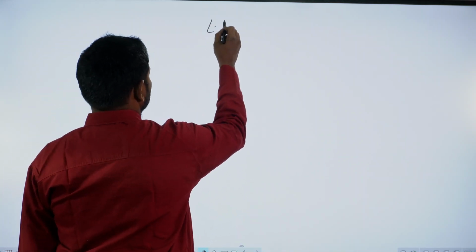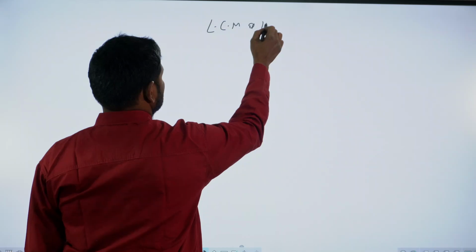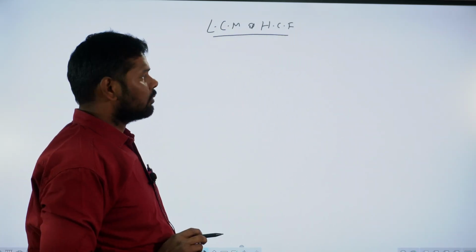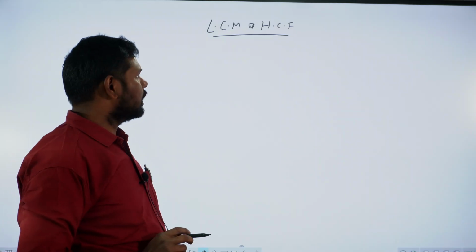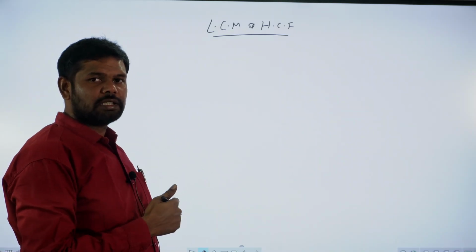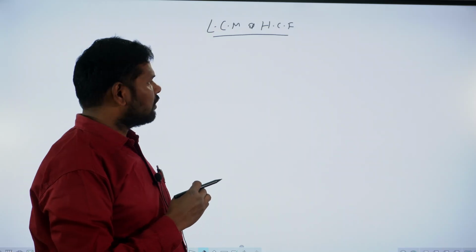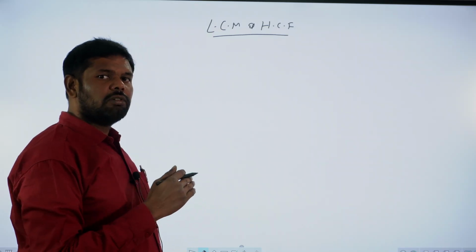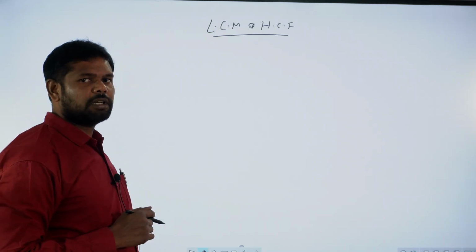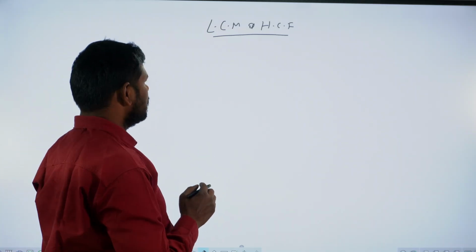Hello everyone. After completion of number system, the next chapter is LCM and HCF. This chapter is also important for basics. If we are good at number system, LCM, HCF, ratio, proportions and percentages, these four chapters are the basics to solve any remaining chapters. So that's why this is also one of the very important chapters for basics.